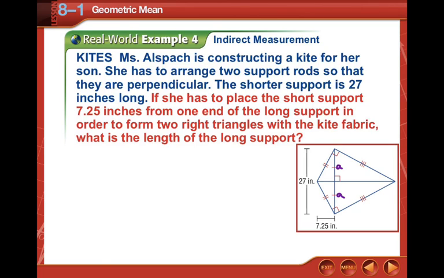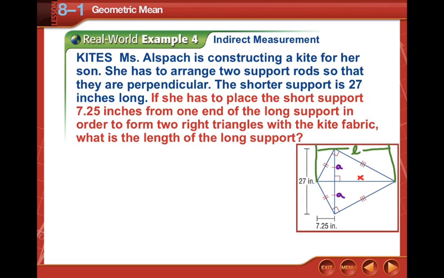So now the thing we're trying to find, the length of the long support, that is the hypotenuse of both of our right triangles. So that's this length here, which we already know part of as the 7.25. But we don't know all of it. We're missing this part I'll call x. So we need to find x, but we need to find a before we can find x. And once we find a, we can find x. Once we find x, we'll find L.